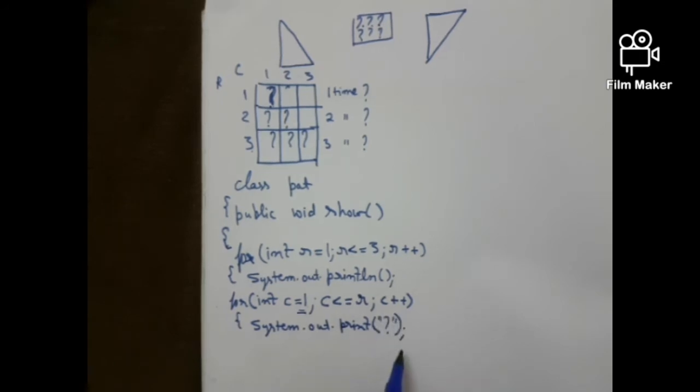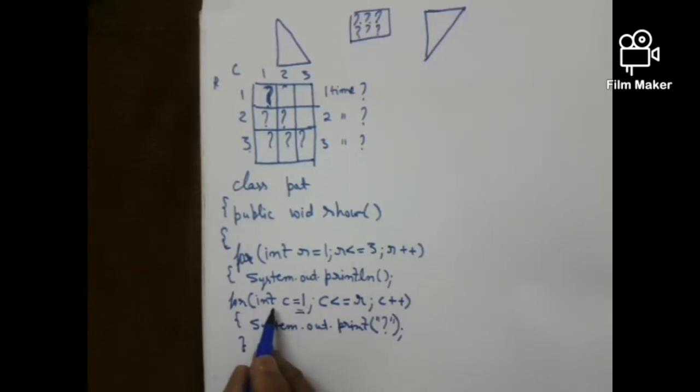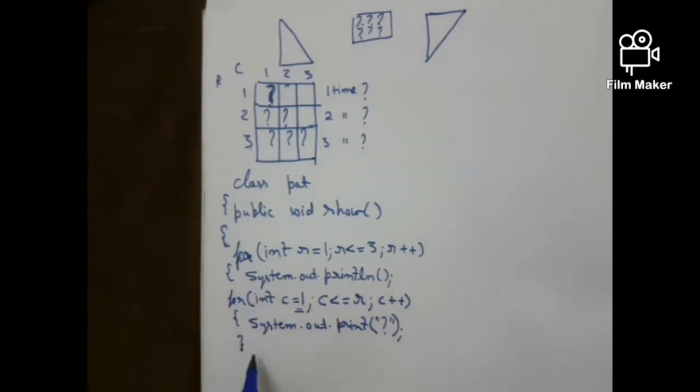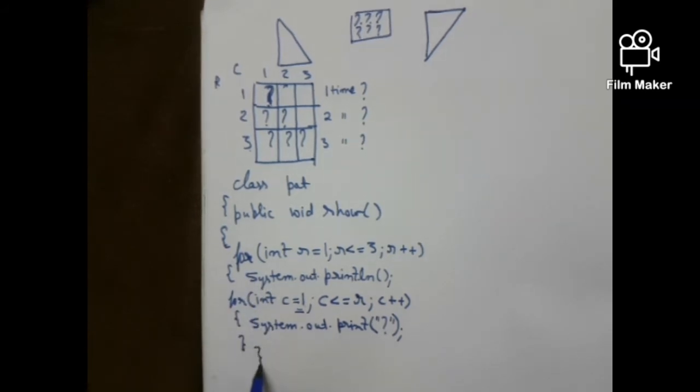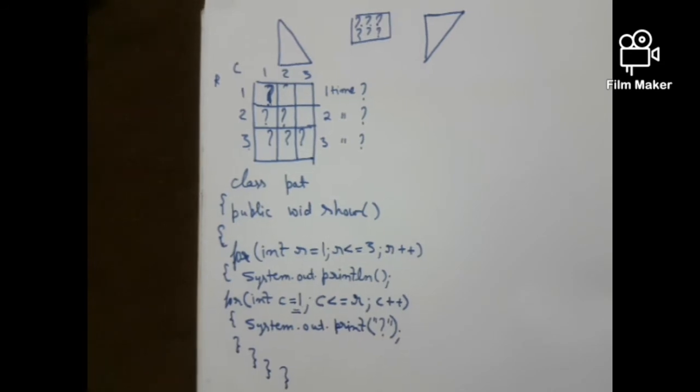Alright. And then we close the which loop? For loop, the inner loop. There is a nested for loop. Okay, C1. Now I close the outer loop, then I close the function, and then I close the class. So students, this way the solution of this program is done.